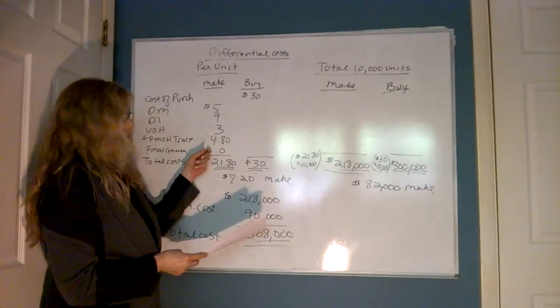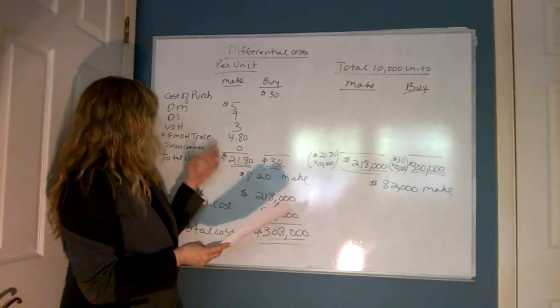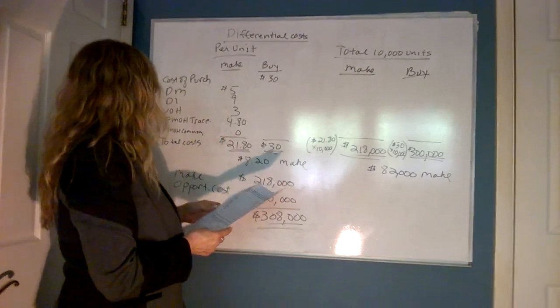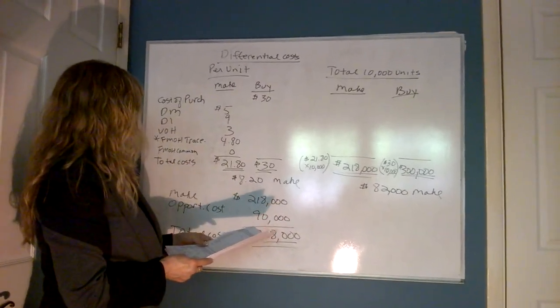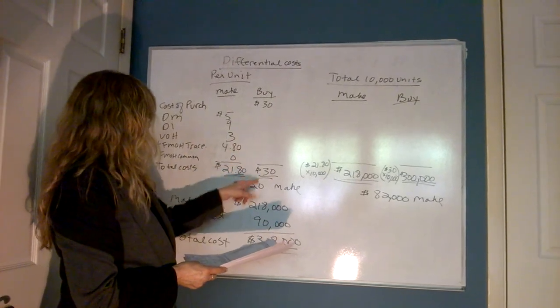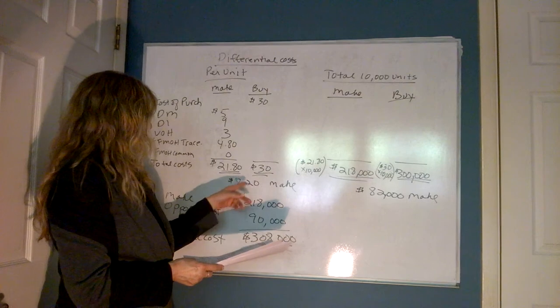The common costs are totally irrelevant to this decision. Whether or not we make or buy, we still have those costs, so we're not going to include those. So if you add up our cost to make it, they total $21.80 per unit. Cost to buy it per unit is 30, so there's a difference of $8.20 per unit in favor of making it.